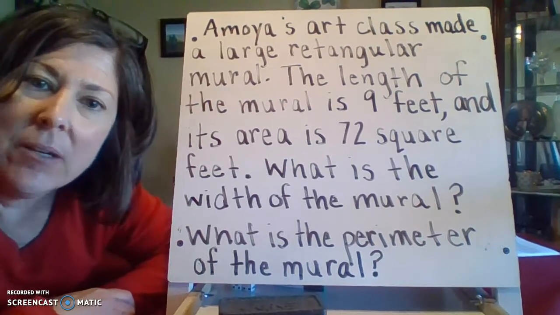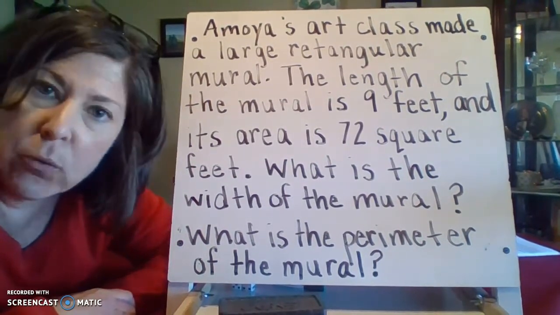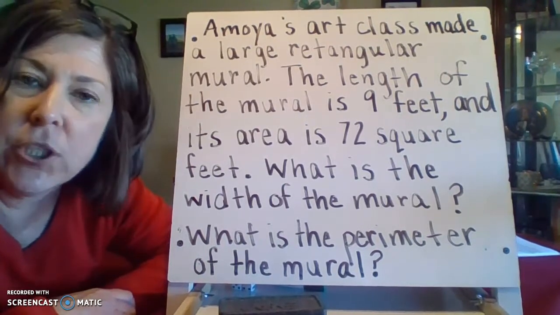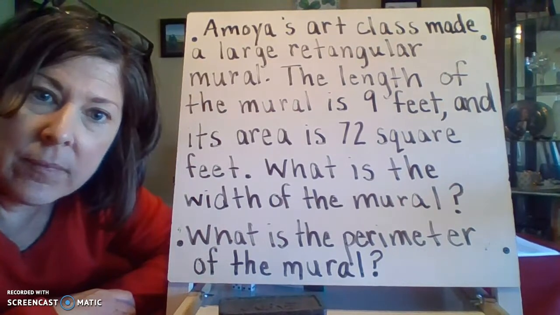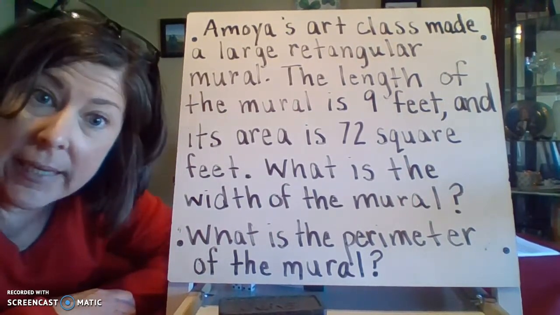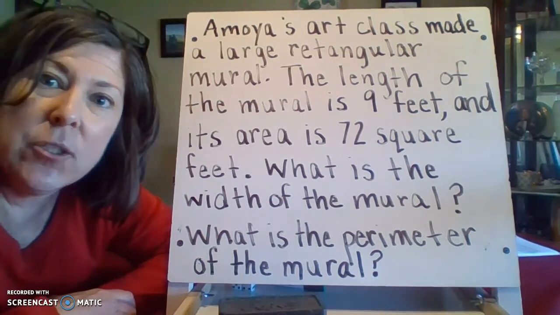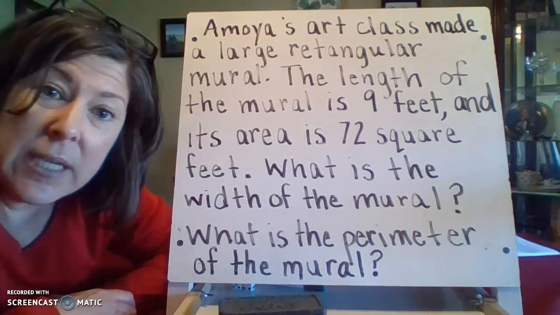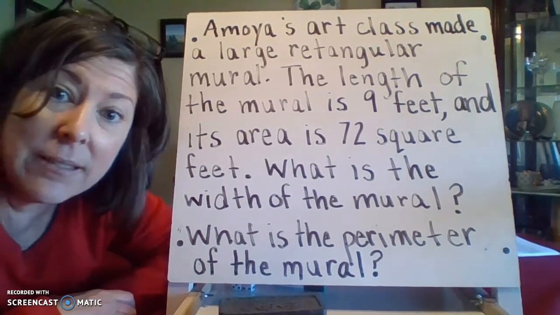So it's talking about an art class, and it's talking about an art class that is making a mural. So that might be a new word to you. A mural is a piece of art that's done directly on a wall or a ceiling. It may use paint, it may use different types of objects like tiles or stained glass.